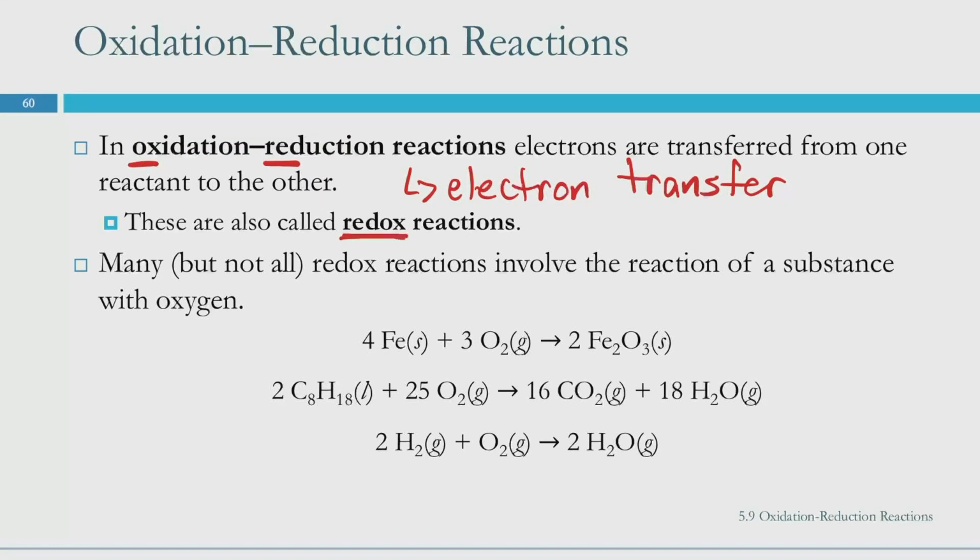There's lots of redox reactions that involve the reaction of a substance with oxygen. One definition of oxidation is adding oxygen. I think this is originally where we get the word oxidation from. So these are some examples. Iron can react with oxygen to form rust. Octane can react with oxygen to form CO2 and H2O. Hydrogen and oxygen can react to form water. And that one's explosive.